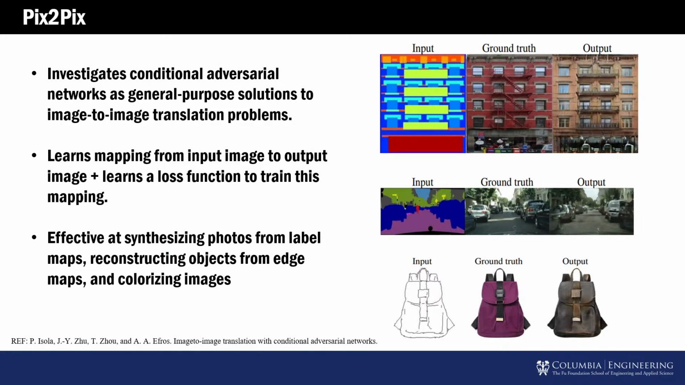With Pix2Pix, we're trying to investigate conditional adversarial networks as a general solution to image-to-image translation problems. We want to learn a mapping from an input image to an output image, and we want to learn a loss function to train this mapping. From the Berkeley paper, they were able to effectively synthesize photos from label maps and reconstruct objects from edge maps, as well as colorize images.